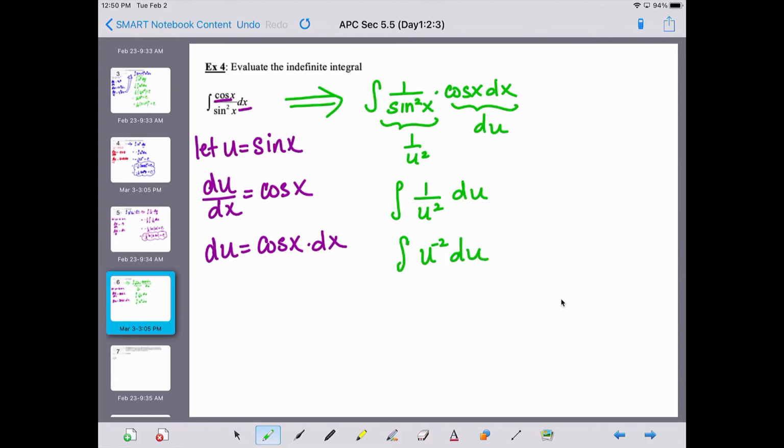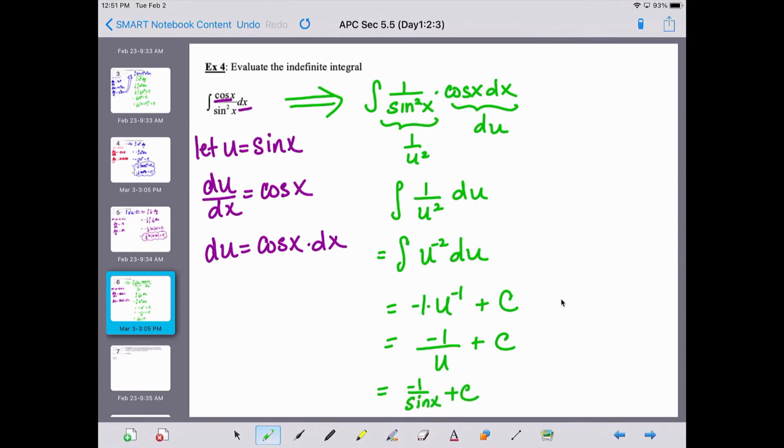So now when I integrate, remember I am adding 1 to my exponent, so it's going to become u to the negative 1 power. And then I have to undo that by multiplying by the reciprocal of negative 1, which is negative 1, right? And then I need my constant term c because I don't have any limits of integration. And u to the negative 1 power is 1 over u. So negative 1 over u plus c. And then my last step would be to plug back in what u is equal to. And u is equal to sine x, so negative 1 over sine x plus c.